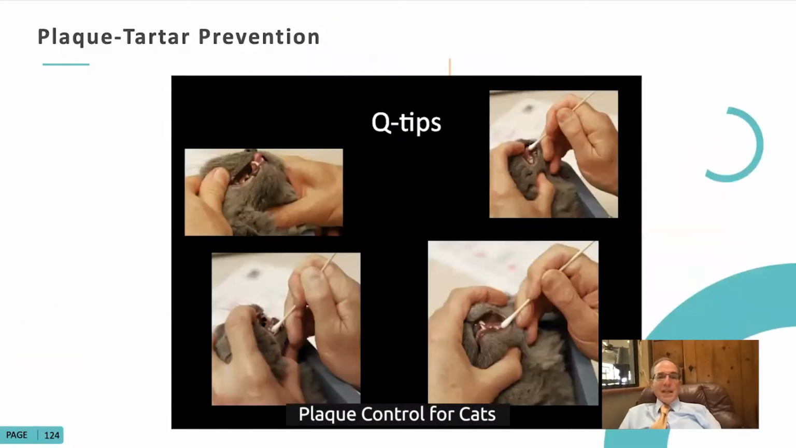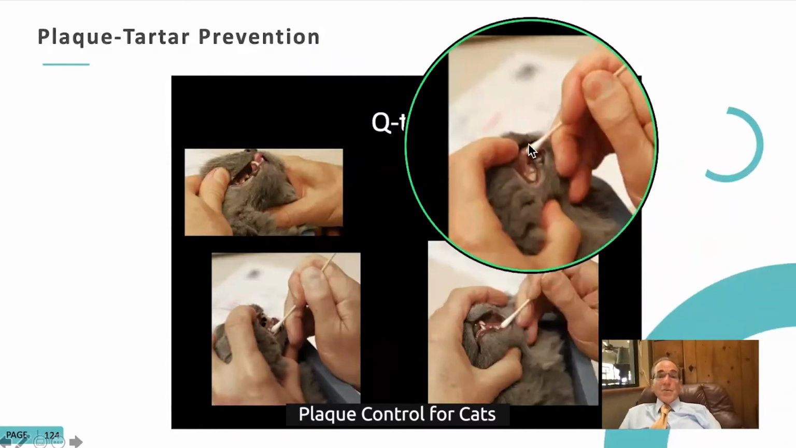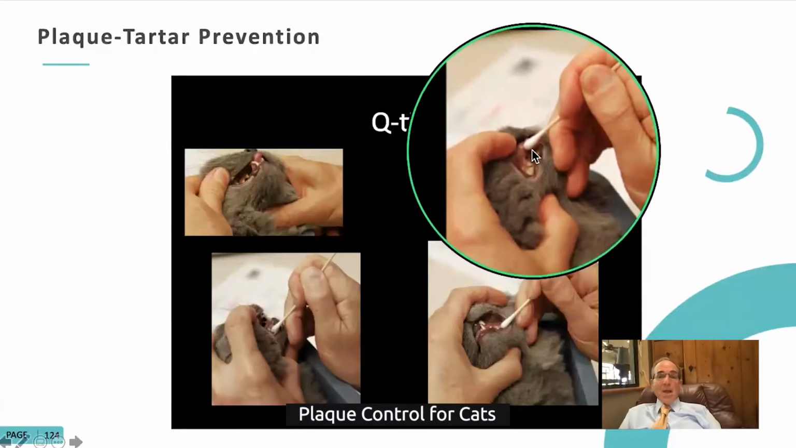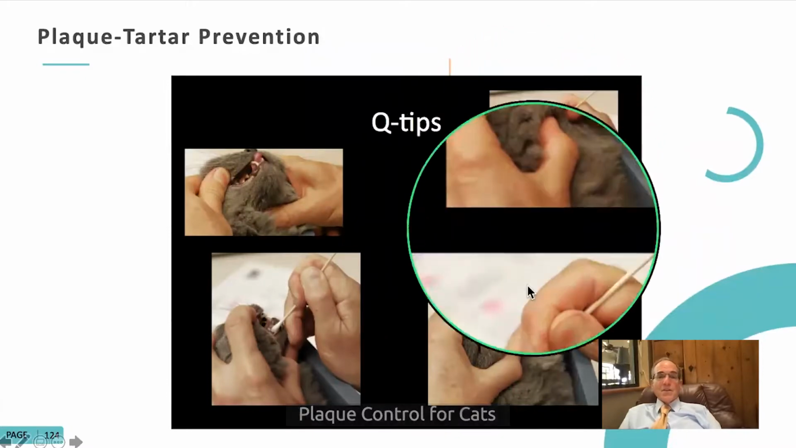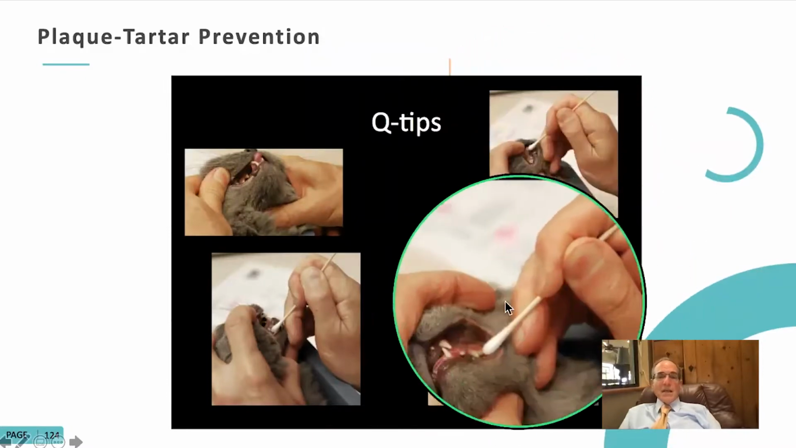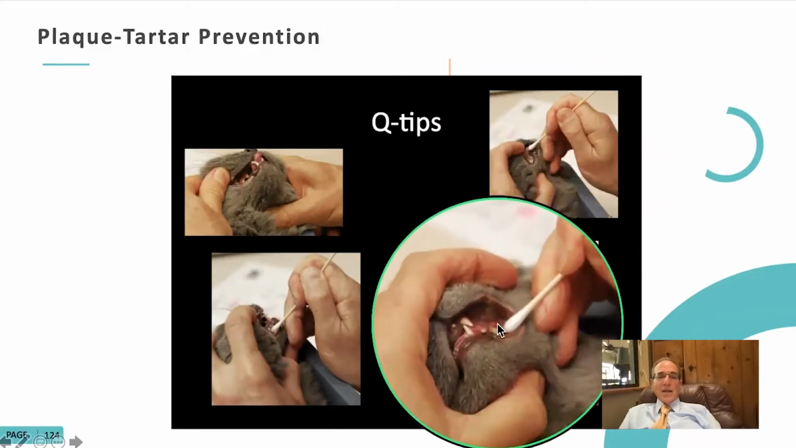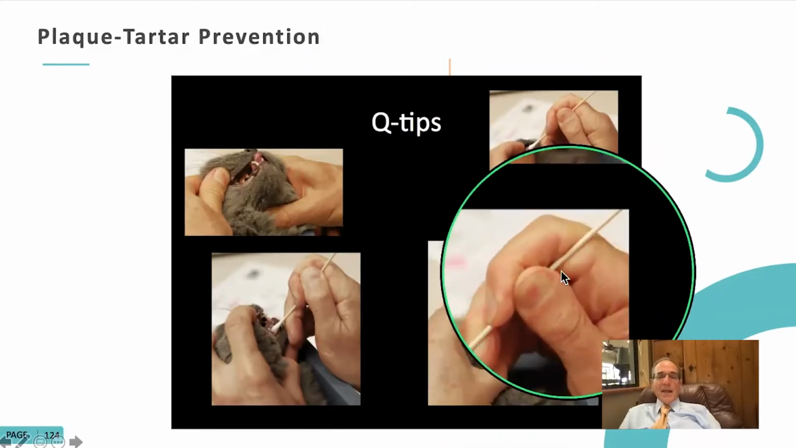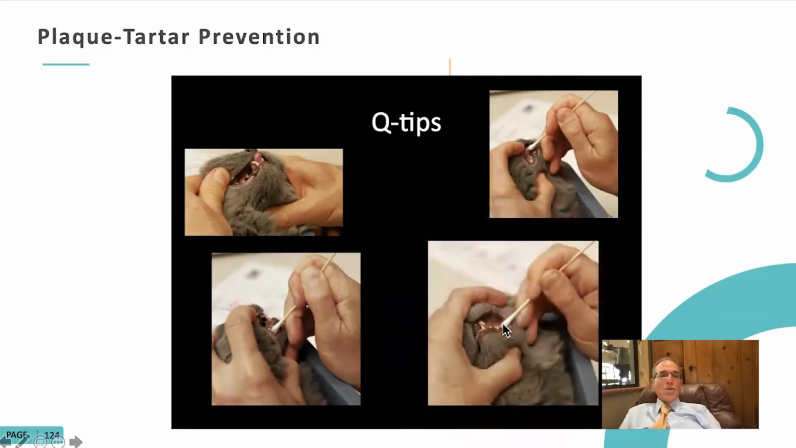For plaque prevention in cats, as compared to dogs, we recommend toothbrushing or dental wipes, but for cats, we recommend Q-tips, those Q-tips that you use for your ear cases, and you hold it like a pen, and then you dip the tip in tuna water. You tell the client to do that. Tuna water does nothing medically, but it helps to make the cat happier about the procedure because they like tuna fish.